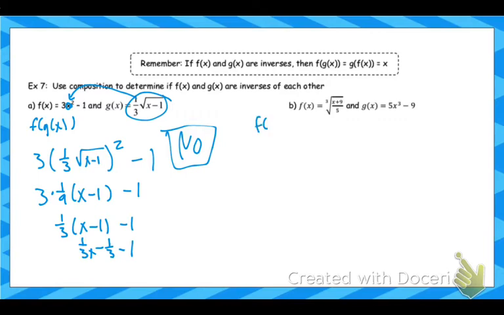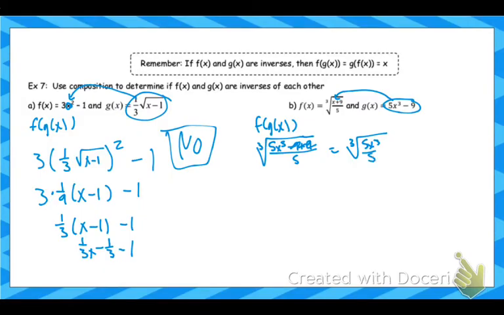Let's evaluate f of g of x. So I would replace x with the g of x function. So 5x cubed minus 9 plus 9 divided by 5. All right, so negative 9 plus 9 goes away. So I'm left with the cube root of 5x cubed over 5. The 5's go away. I get the cube root of x cubed, which gives me x. So the first one works out.